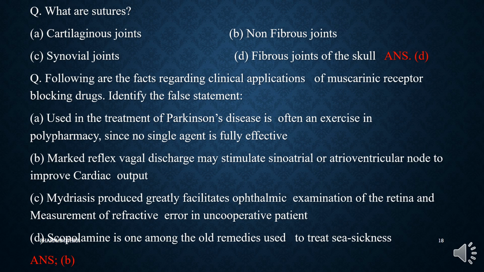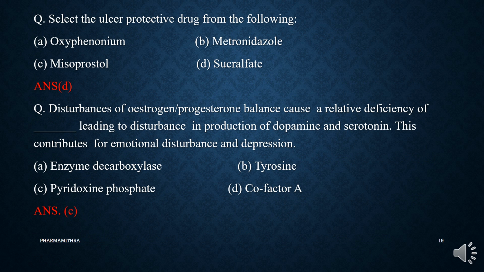In muscarinic receptor blocking, there is AV block and decrease of cardiac output happening, but option B writes that it improves the cardiac output. It's wrong. So the false statement is option B. So this type of analyzing question is also seen in our question pattern.